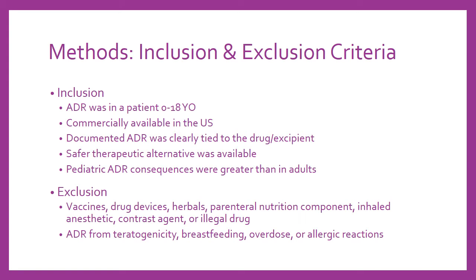A variety of substances were excluded due to their required need, lack of evidence, or legality. These included vaccines, herbal products, drug devices, PN components, contrast agents, and illicit drugs. Also excluded were teratogenicity and breastfeeding, because this is not a list for pregnancy or lactation. Overdose was not included because many medications are toxic if you take too much of them. And of course, allergic reactions were also excluded because many allergies are very specific to the individual.